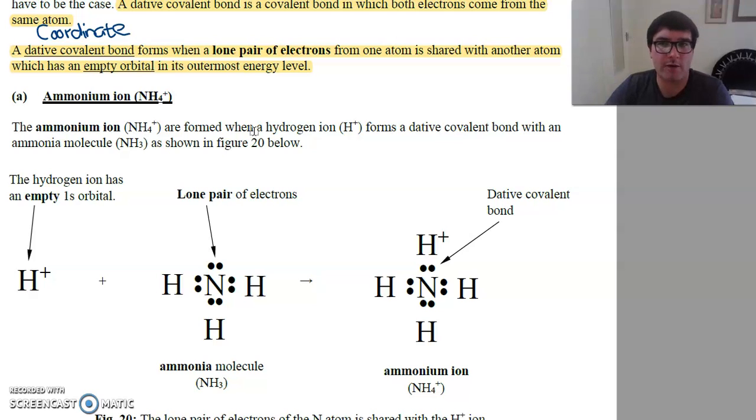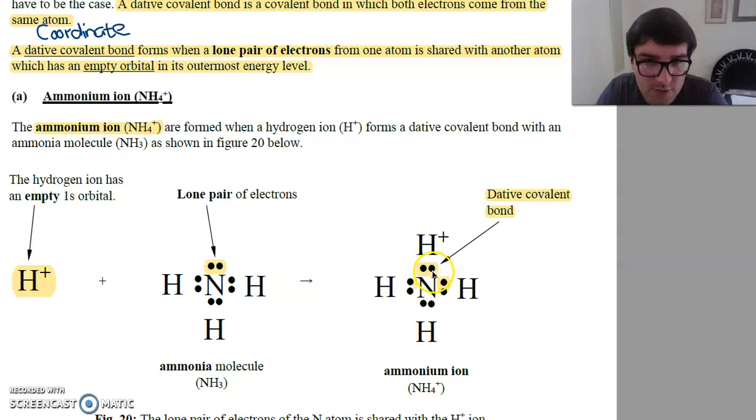So ammonium, and students often confuse ammonia and ammonium. Ammonia is a molecule, NH3, ammonium is an ion, NH4+. So how does this ion NH4+ form? Now, when we have an ammonia molecule which has a lone pair of electrons, and we have a hydrogen ion which has an empty orbital, what can happen? That hydrogen ion can bond with the ammonia molecule in what we call a dative covalent bond.